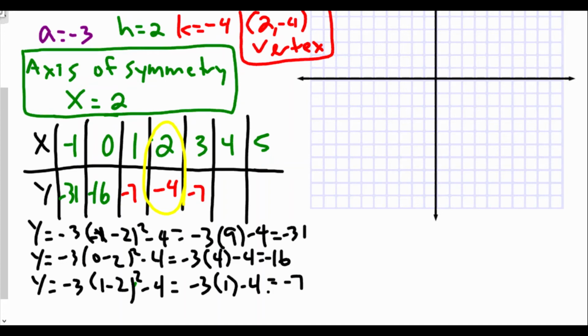And then when x equals 0, y is neg 16. That means when x equals 4, y is neg 16. So notice how they're going to be reflecting over the vertex. And of course, when x equals 5, we'll have y is negative 31.